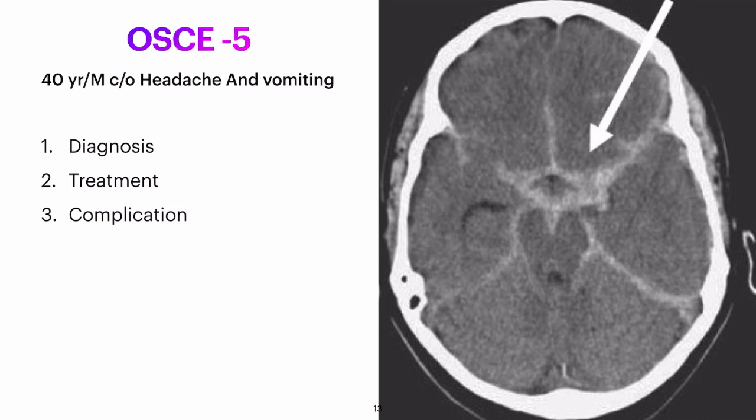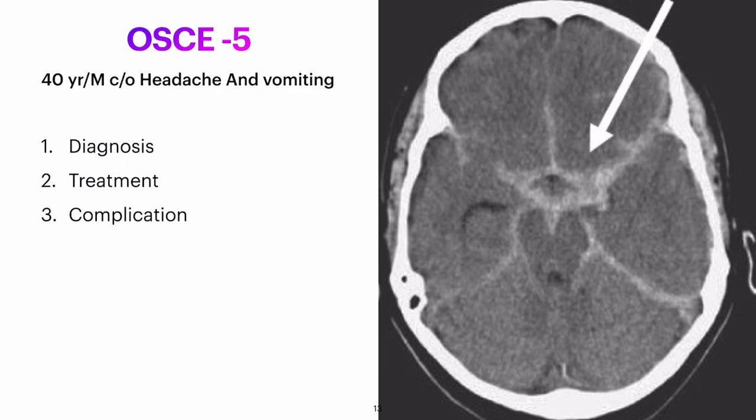The fifth case is a 40-year-old male who came with complaint of headache and vomiting. This headache was the worst headache of his life. We call it a thunderclap headache. If the patient has a red flag sign, you have to know the red flag signs of headache, and do a CT scan. This is a CT scan image. You can see the hyperdense lesion in the fissures and subarachnoid spaces. You have to know the diagnosis, treatment, and complications of this.